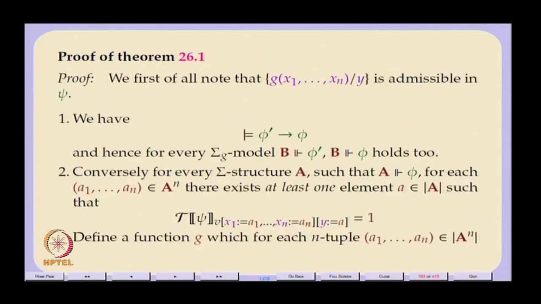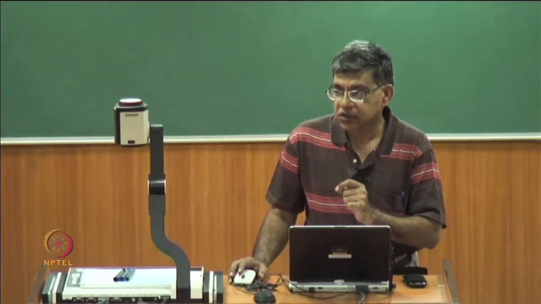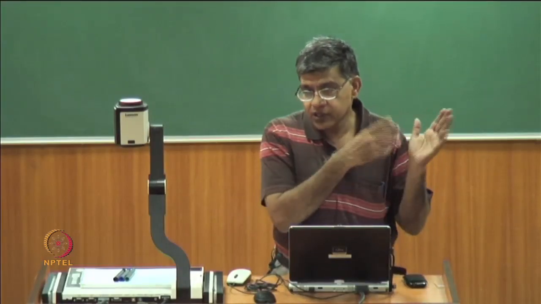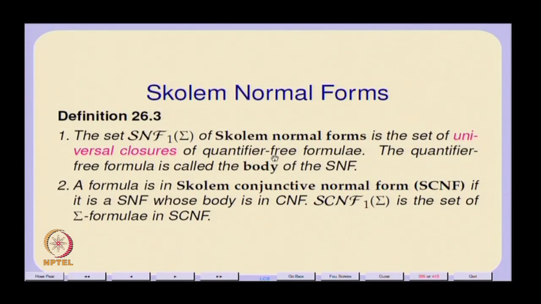What this also means is that you can get rid of these existential quantifiers through a Skolem normal form. If you get rid of these existential quantifiers, then you can define equisatisfiable formulae. And so, in a Skolem normal form, we essentially consider only universally closed formulae, right. The set of Skolem normal forms is the set of universal closures of quantifier free formulae. So, you take any quantifier free formula using propositional connectives and just close it universally on all the variables, and that is a Skolem normal form. And of course, the quantifier free body can be written in conjunctive normal form. So, you have a Skolem conjunctive normal form, right.